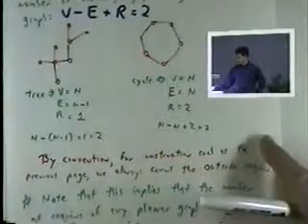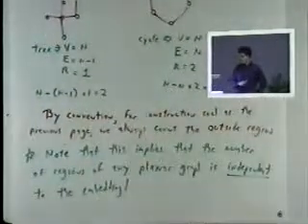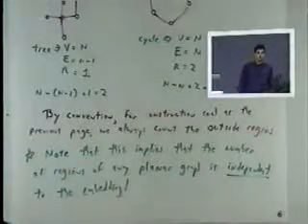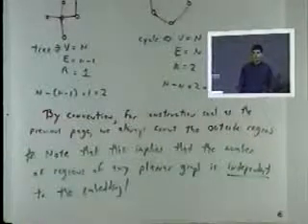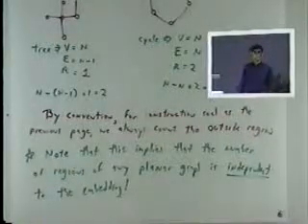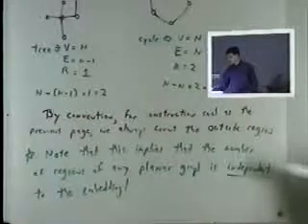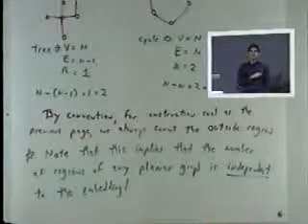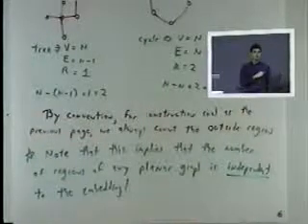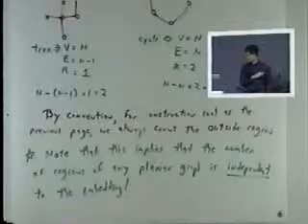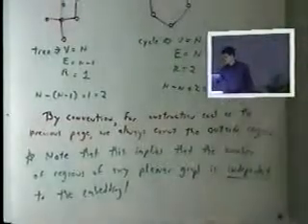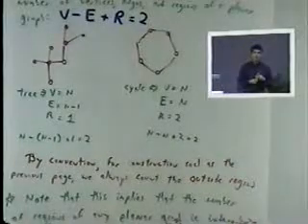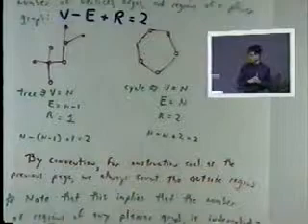And this says that the number of regions really is an important quantity, something that's combinatorially important, because this implies that the number of regions of any planar graph is independent of the particular embedding that you choose in the plane. So this is an illustration of Euler's formula, saying what it is and giving two illustrations.